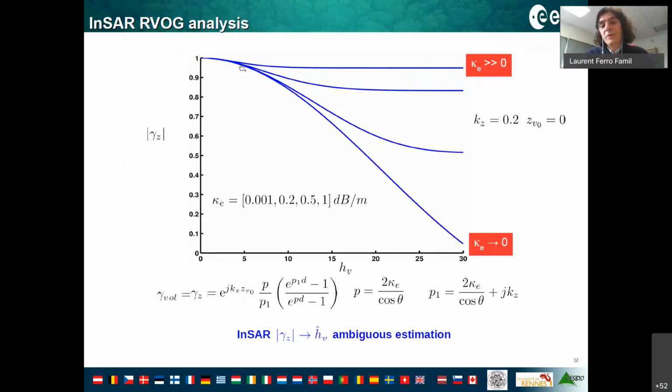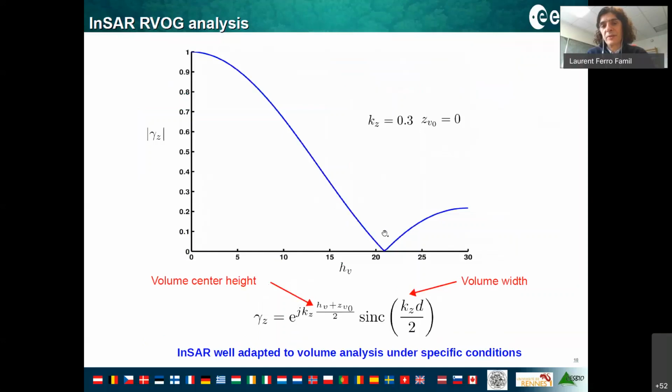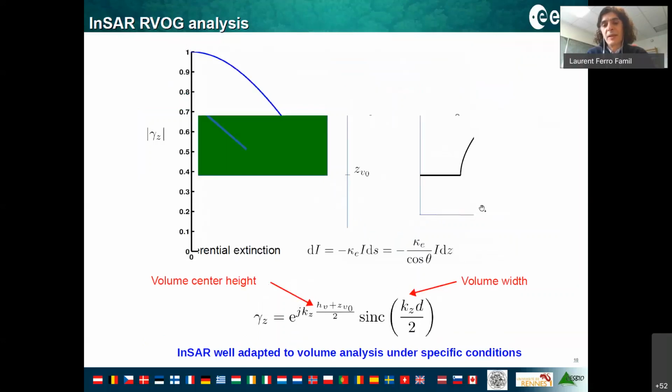Instead, here I plotted some examples of decorrelation for extreme values of extinction. Here you have a given baseline. The x-axis represents the height of the volume, because we consider that the bottom is on the ground, z equals 0, and this is the decorrelation as a function of the height for different values of extinction. You see that when the extinction is equal to 0, we end up with the sinc shape we had before.